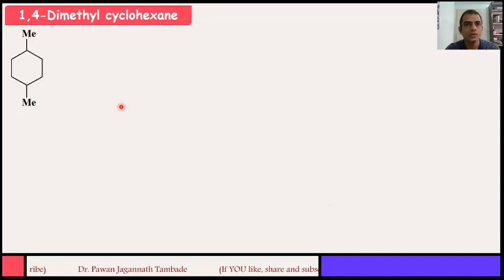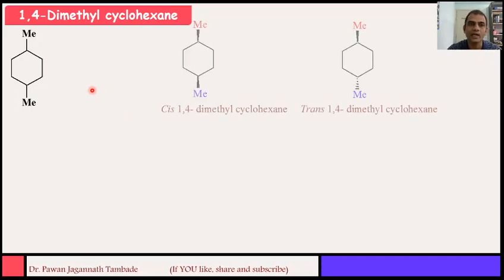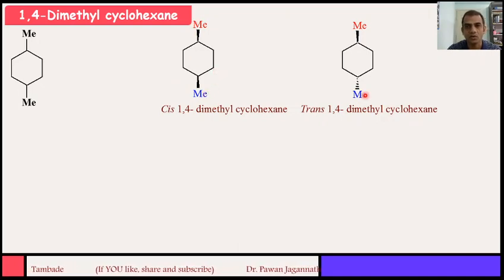This molecule also exhibits geometrical isomerism, and thus we can have cis 1,4-dimethyl cyclohexane where both the methyl groups are on the same side, or we can have trans 1,4-dimethyl cyclohexane where these two methyl groups are away from each other. In this video lecture, one by one, we will explore stereochemistry of cis as well as trans 1,4-dimethyl cyclohexane. First of all, let's look at cis 1,4-dimethyl cyclohexane.